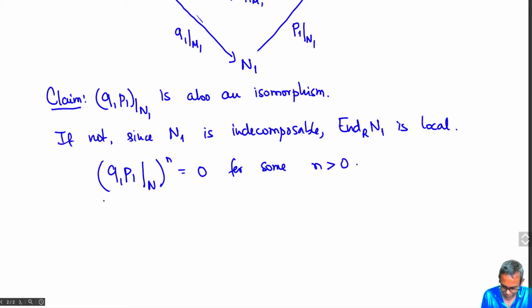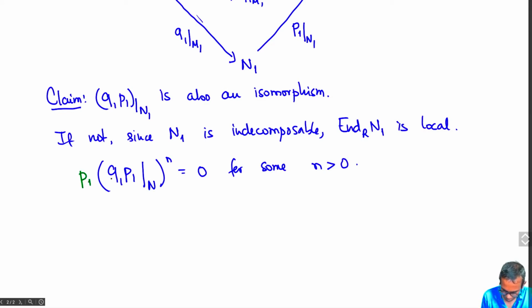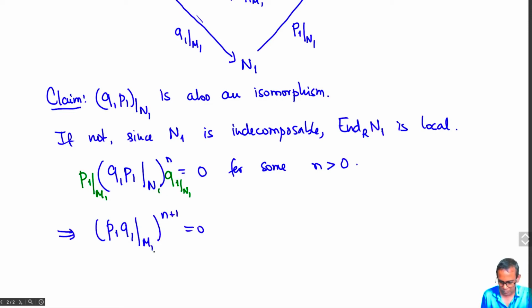But now what you can do is multiply this on the left by P1 and on the right by Q1. And what you'll get is P1 Q1. So here you multiply by P1 restricted to M1, and here Q1 restricted to N1. So what you'll get is P1 Q1 restricted to M1 to the power n plus 1 is equal to 0.